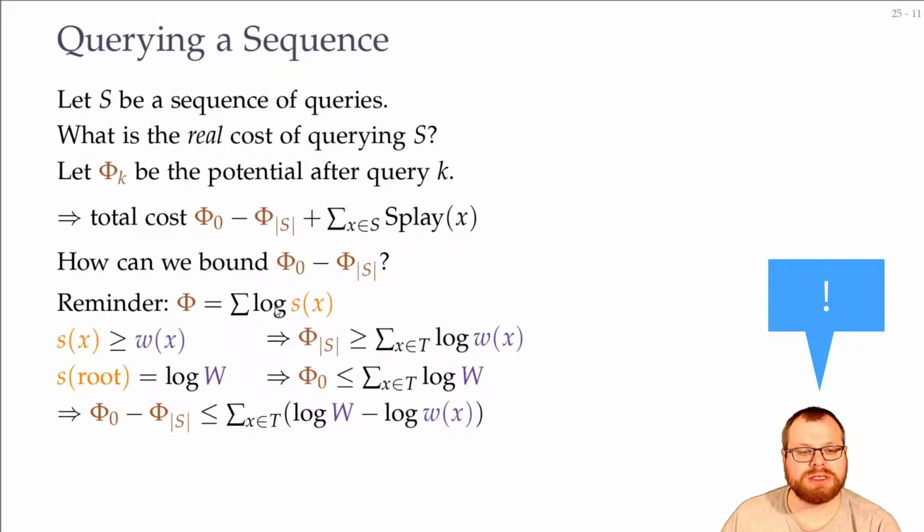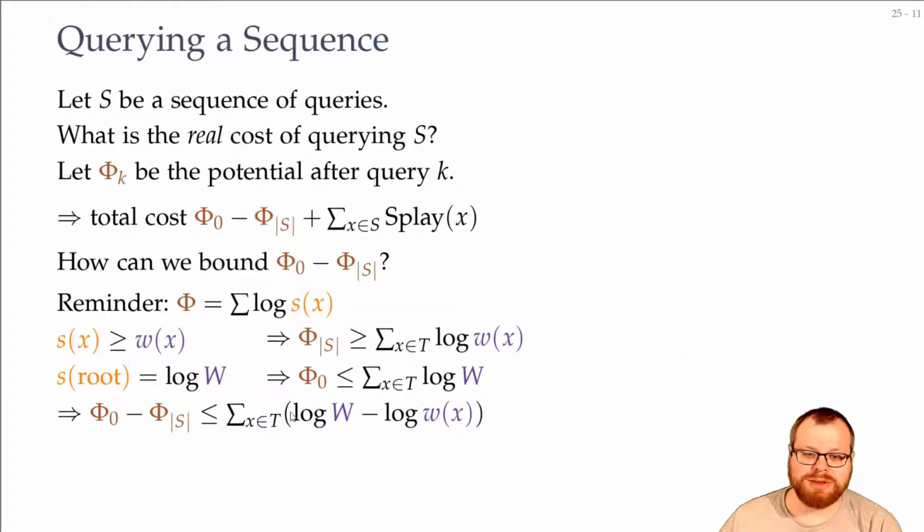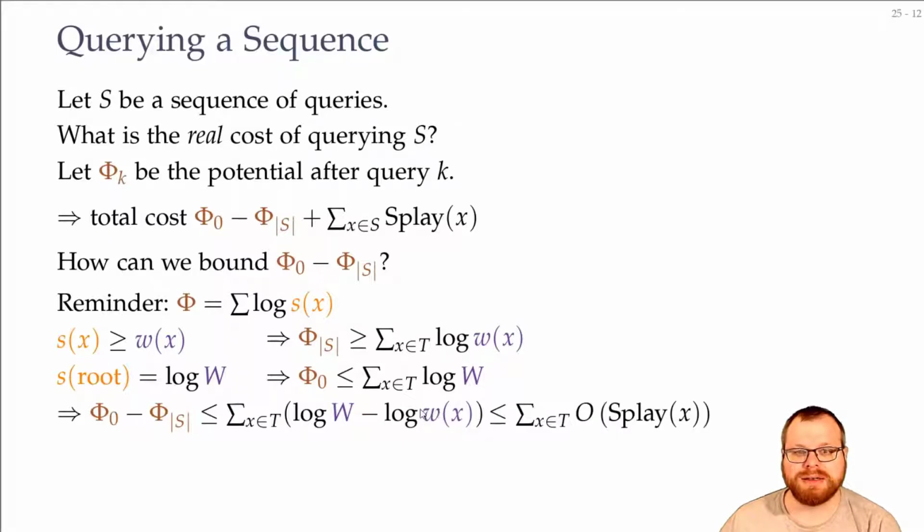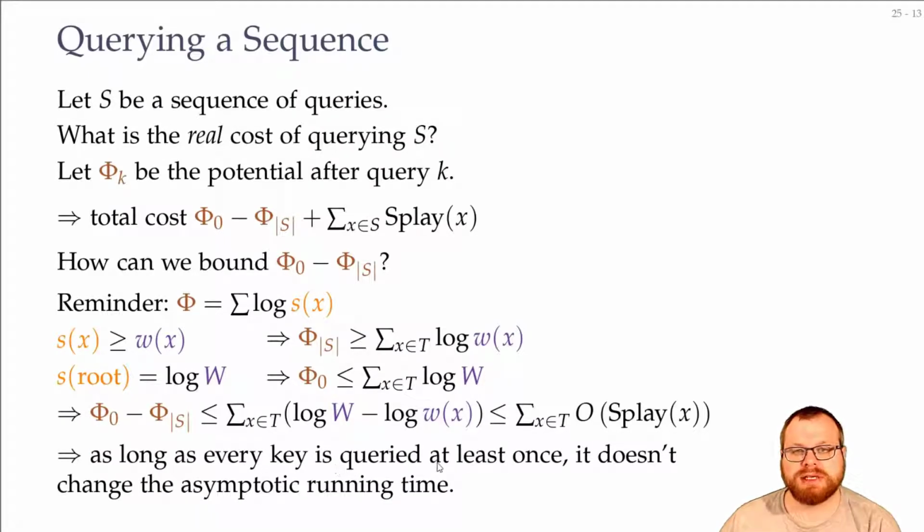So this bound here is at most, if we sum up over all vertices in the tree, log W minus log W of x. And this should look familiar to you, because this shows up in the analysis of the Splay function in the access lemma. So the change in the potential is as much as we would take time to splay every vertex once. So as long as every key is queried at least once, this one here is at most this one, so the asymptotic running time does not change from the amortized to the real. In fact, you can even show it if you query at least n keys.